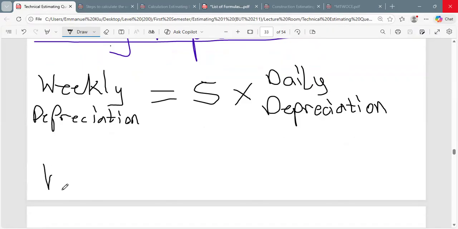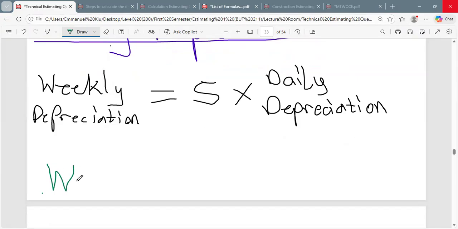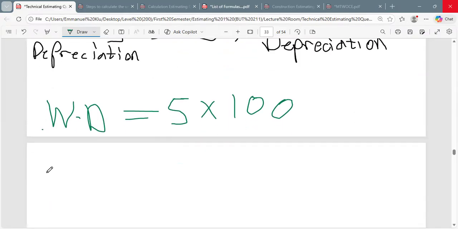So finally, we can say that our weekly depreciation is equal to 5 times the daily depreciation. How much did we get? We had 100, right? So 5 times 100 is now going to give us our weekly depreciation equal to 500.